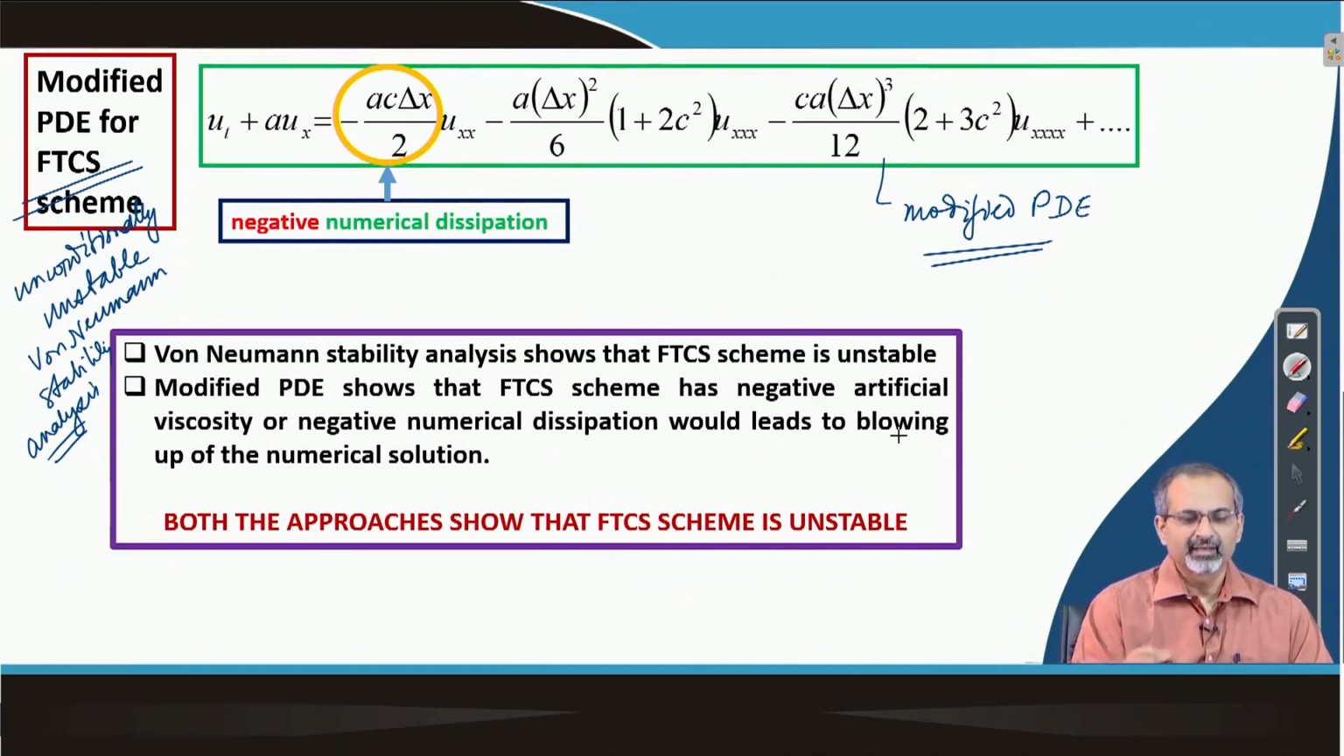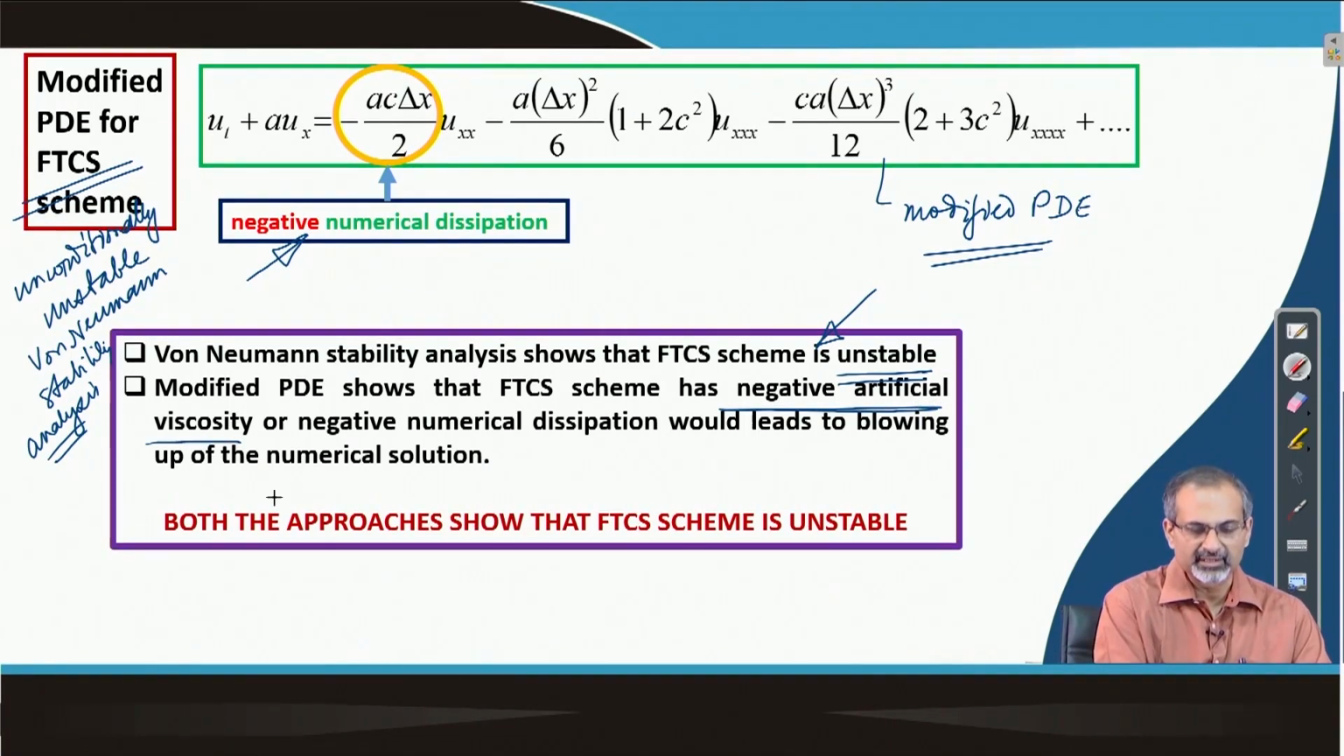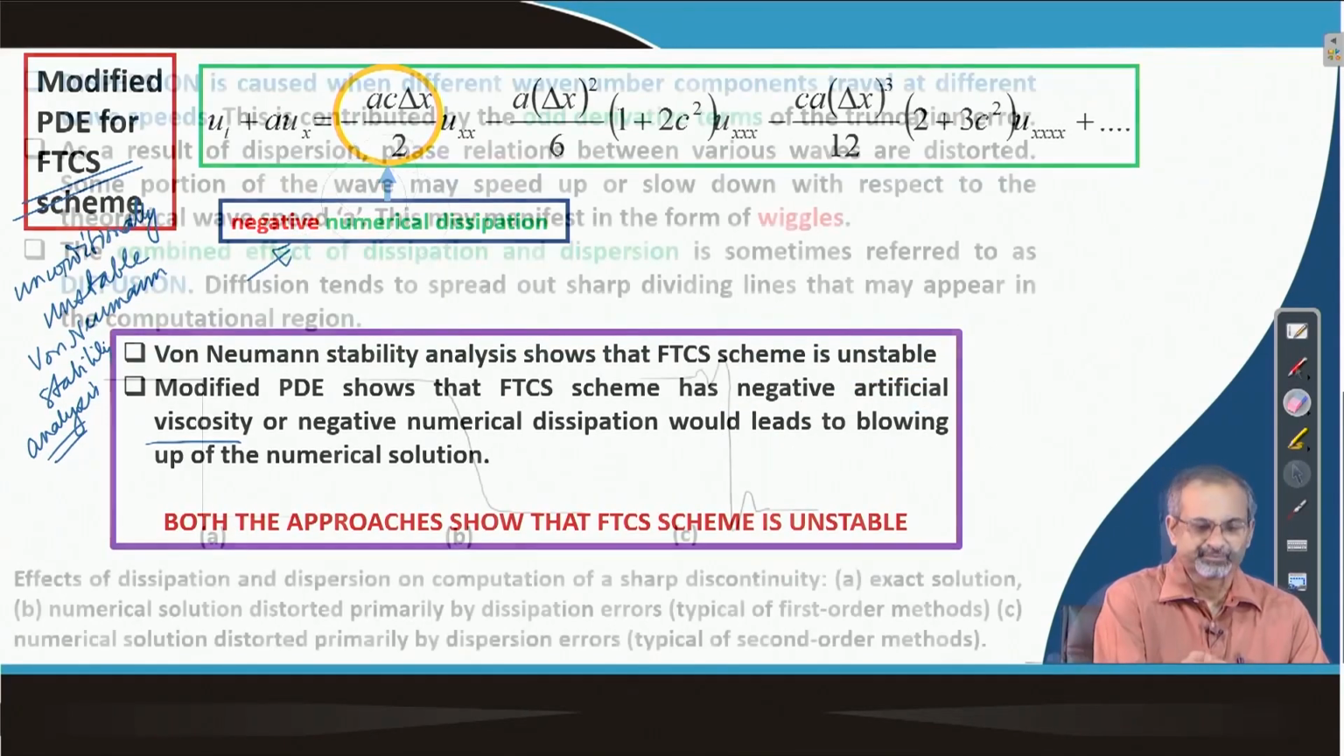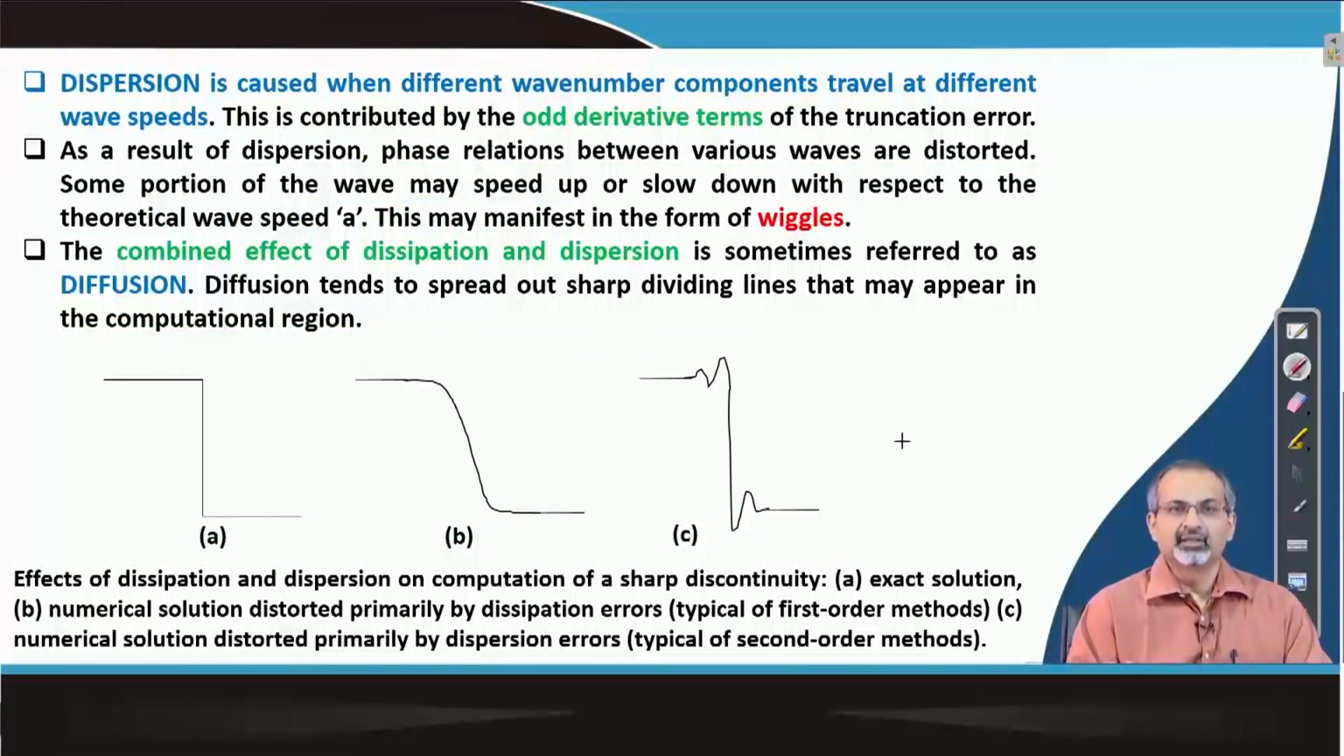So, we find that there is negative numerical dissipation coming in the leading error term in the truncation error for the FTCS scheme. So, that is the recipe for trouble. So, like von Neumann stability analysis had shown that it is unconditionally unstable, here we see through the modified partial differential equation approach that it has a negative artificial viscosity, and that means anti dissipation, and therefore, it is going to be unstable. So, both the approaches are consistently showing the same outcome. Another very important property of numerical schemes is what we call as dispersion.